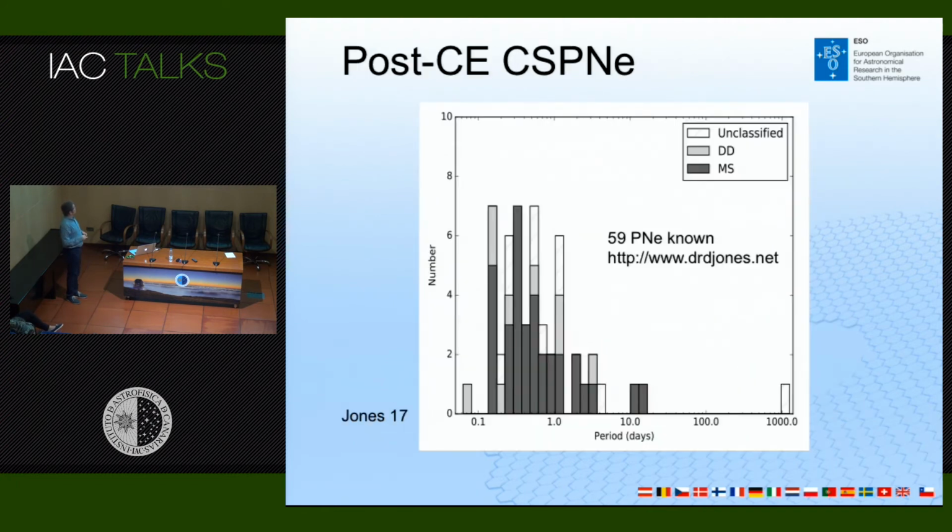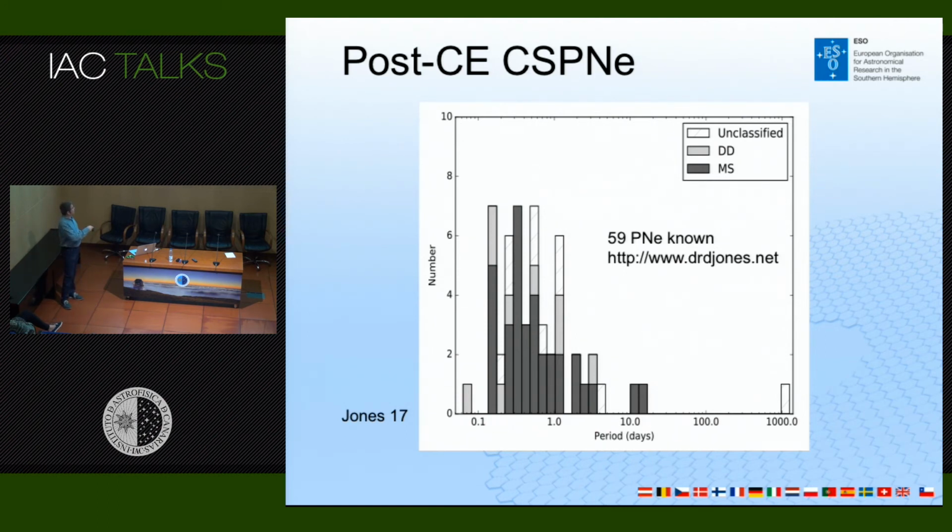So this is now the orbital period distribution taken from the webpage from Dave. And you can see most of the systems have very short periods, less than one day. This is very useful as well, because now we can compare it to theoretical models. Theoretical models of the common envelope phase should be able to reproduce this kind of distribution. For the moment they cannot do it, so there is again still work to do there.